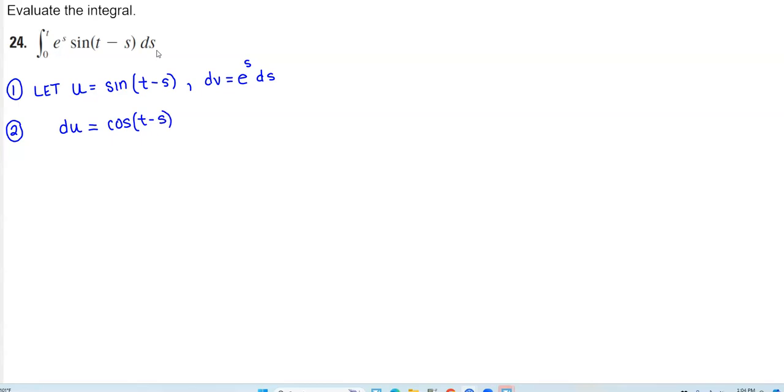And then the derivative of t minus s with respect to s is going to be -1, because the derivative of negative s is -1, and that's ds. So therefore du is going to be negative cosine of t minus s ds. And therefore v is going to be the antiderivative of e to the s, which is e to the s. Now in step number 3, we're going to go ahead and write our original question.